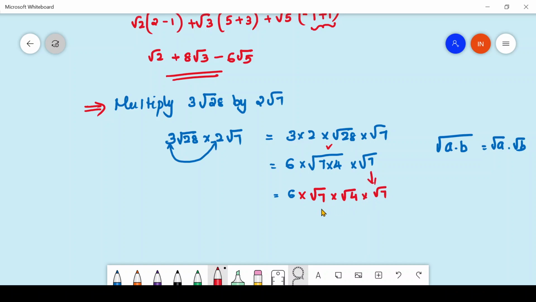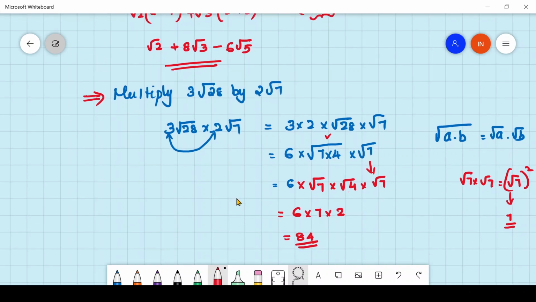So here two root 7 are there. So root 7 into root 7, we can write it as root 7 the whole square. And I have already told you, when a number having a root is squared, then it turns to the number itself. So we can write here 6 into 7 into root 4, you know, that is 2, right? So we will get the answer as 84. Is that clear? Let's see one more.